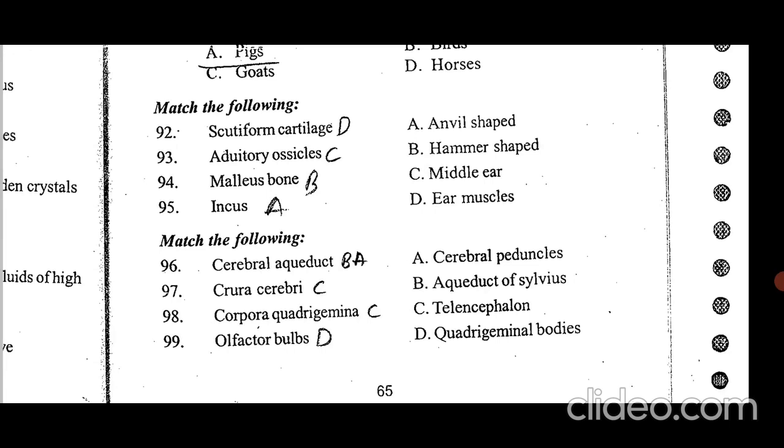Malleus bone is hammer shaped. There are three bones: incus, malleus, and stapes. Auditory ossicles are in the middle ear. Scutiform cartilage is in the ear muscles. Malleus bone is hammer shaped. Incus is anvil shaped. Malleus is hammer shaped. Auditory ossicles are in the middle ear. Scutiform cartilage is in the ear muscles.